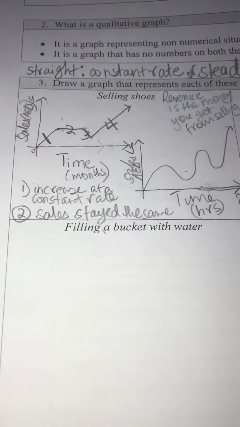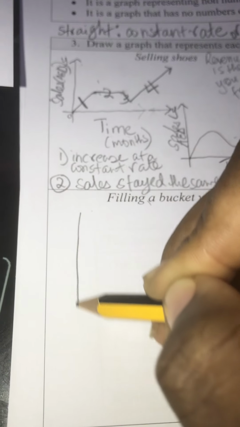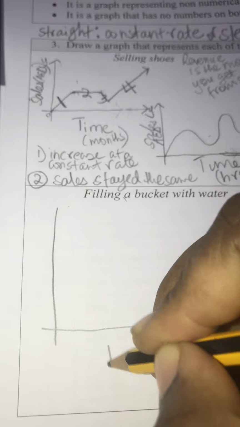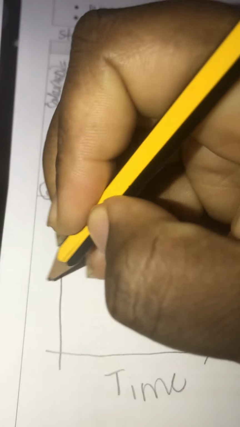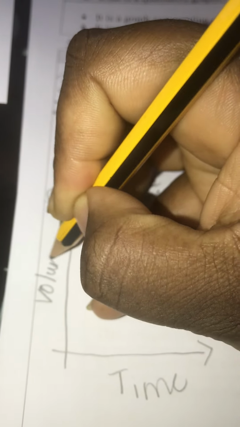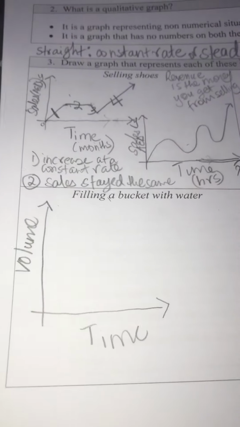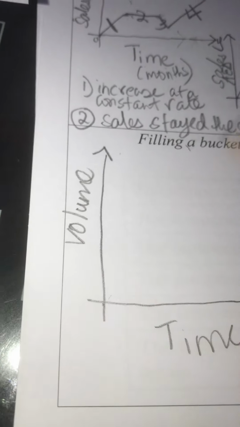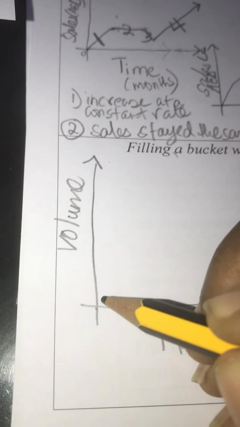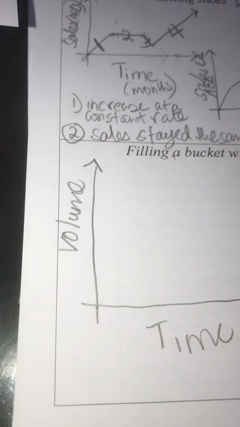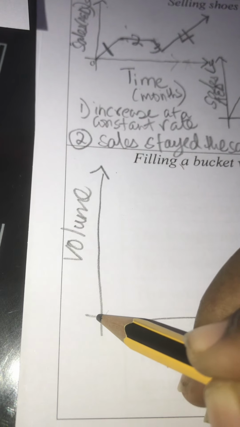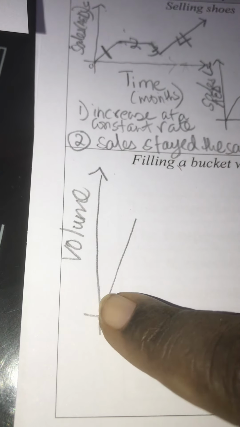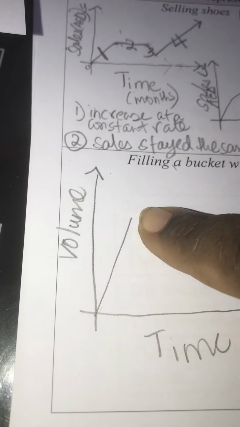Okay? I'm filling a bucket of water. So here is time and here is volume. Because water is liquid and you're collecting it, you're comparing time and volume. The bucket is empty, the volume is 0. You've not started opening the tap. Once you open the tap, the water is coming out steadily, so your line has to be straight. So you're filling the bucket.